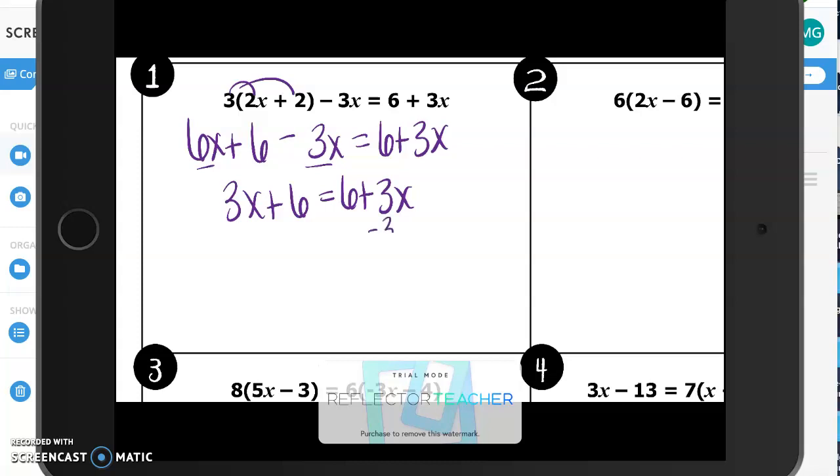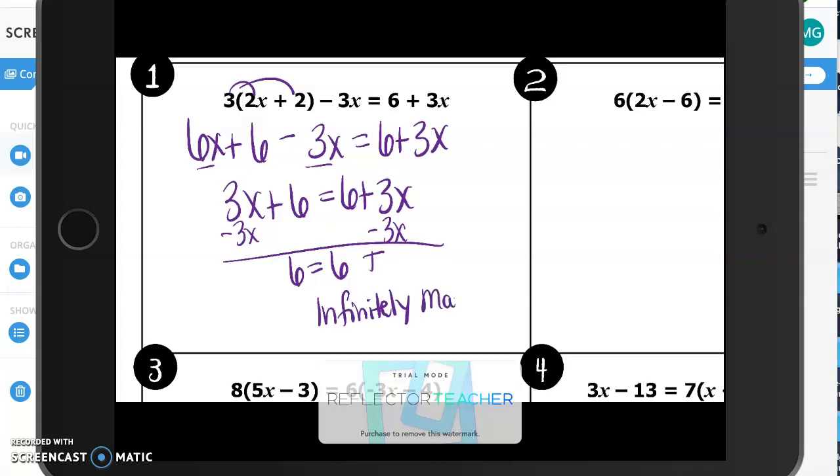If you don't notice that, you could subtract 3x and get 6 equals 6, which is true. So infinitely many solutions. Or again, if you did the shortcut and also subtracted 6, you would get 0 equals 0, which is also true.